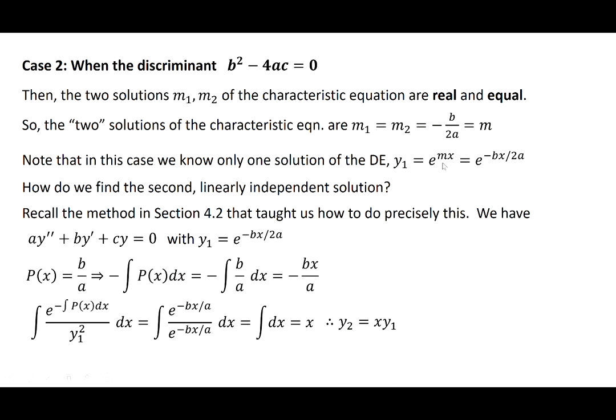Let's say one root is 2, so 2, 2 are the two roots. Then e to the 2x is one solution, and x times e to the 2x is the second solution. That's it. All you need to do is multiply that by x, and you got the second solution.